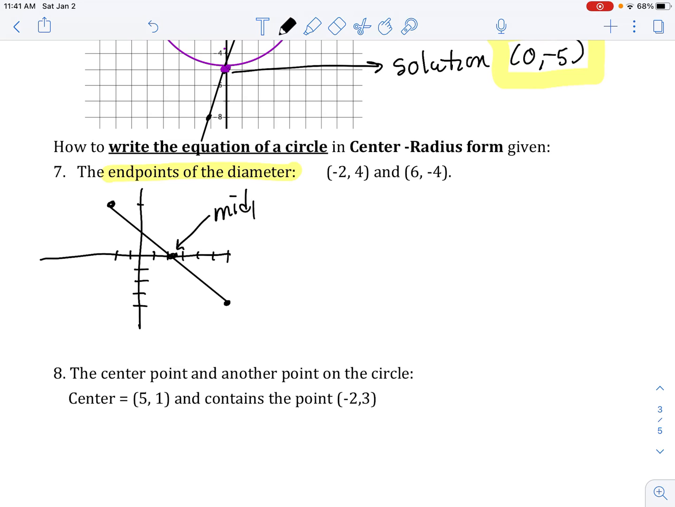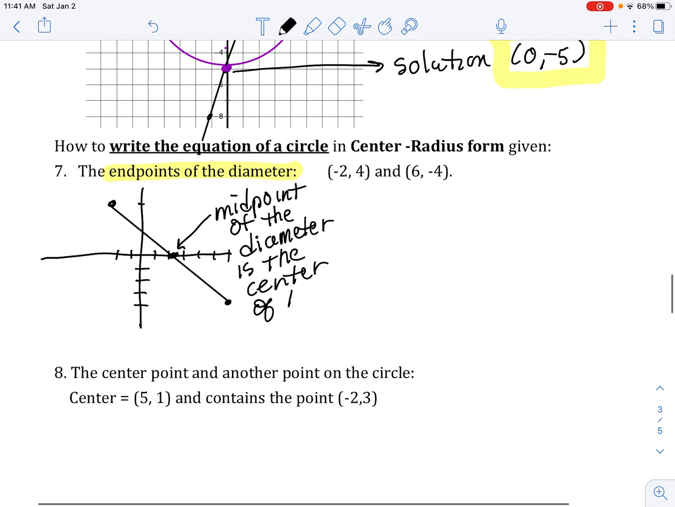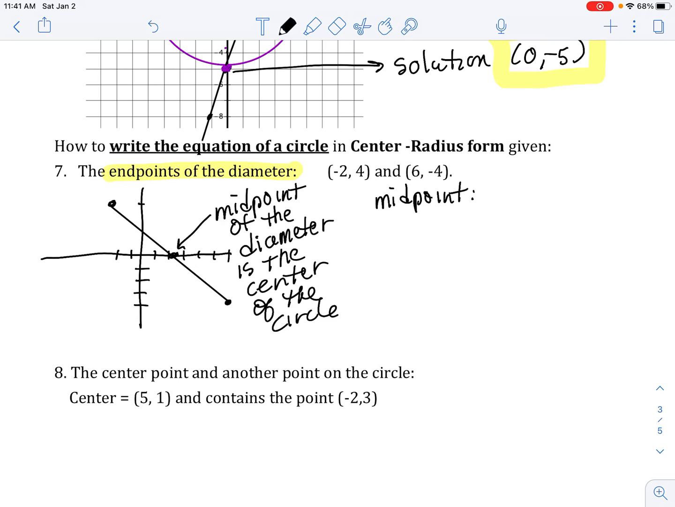So the midpoint of the diameter is the center of the circle. Okay, so the midpoint of the diameter is the center of the circle. So that tells me I have to use the midpoint formula. All right, so that's on the box on the first page if you don't have it memorized.